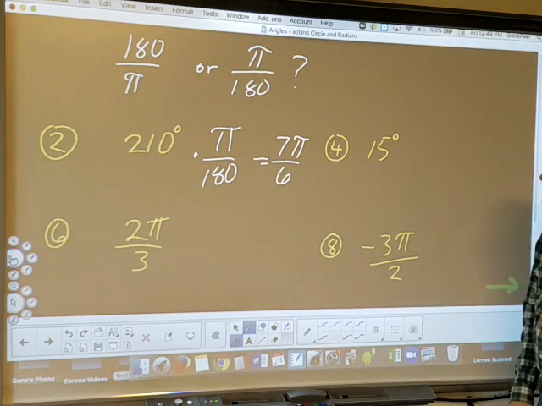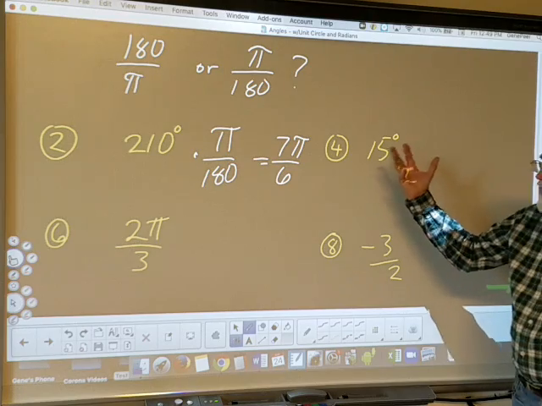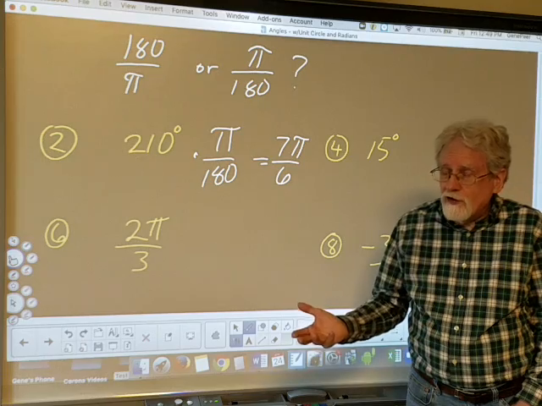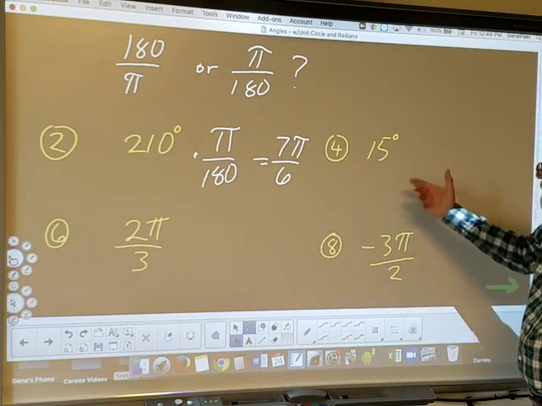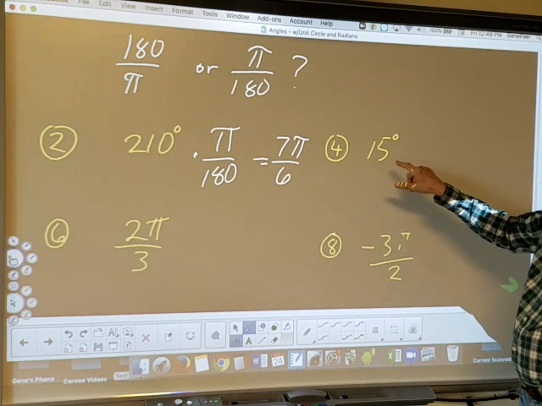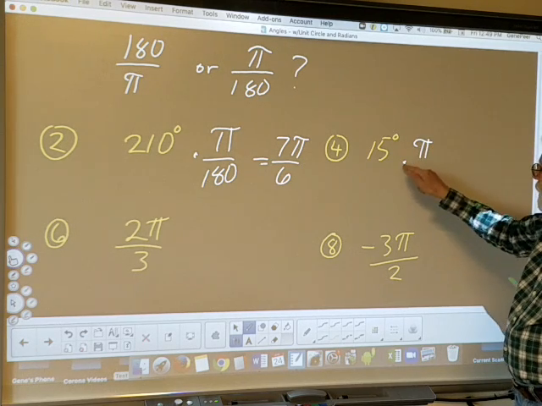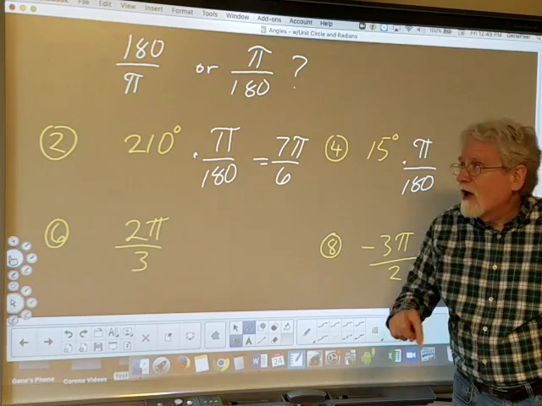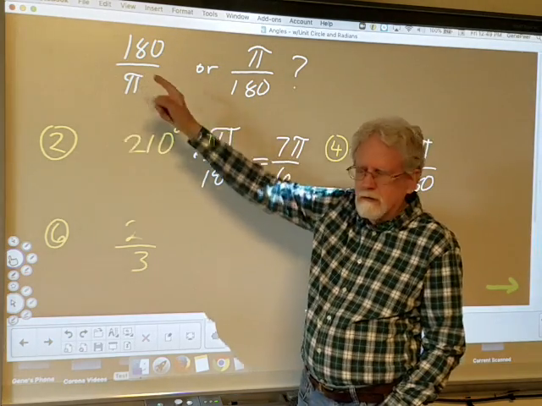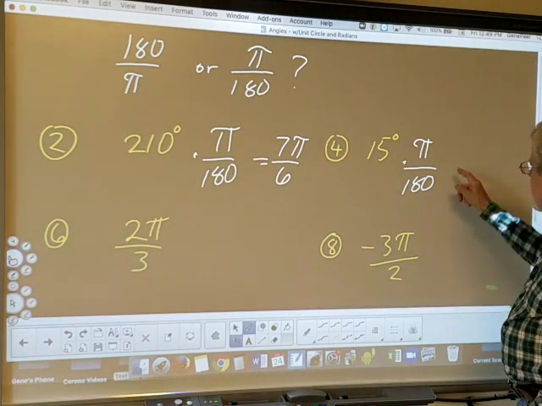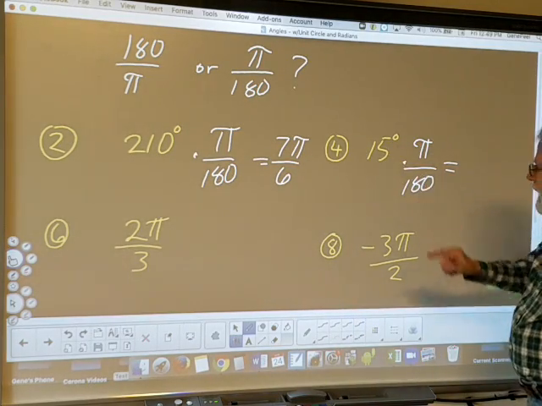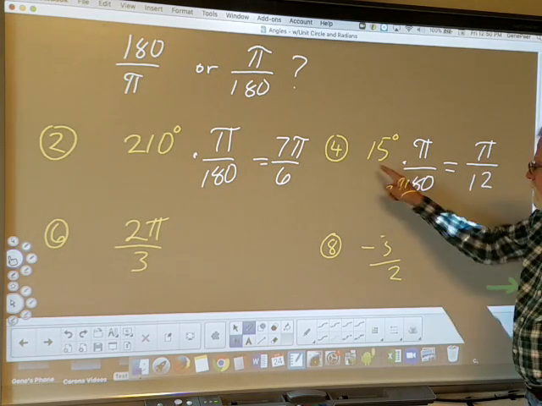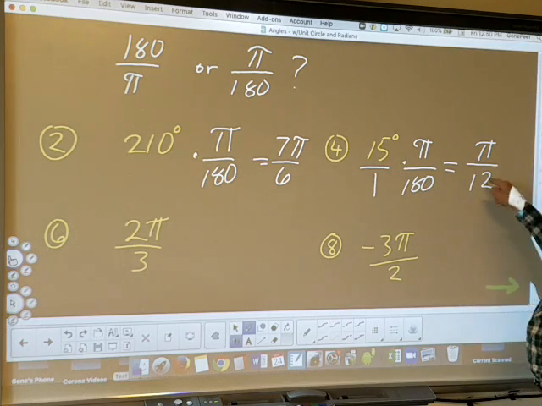Number 4. Again, we want to insert a pi into this to make it into radians. By the way, radians don't have to have a pi in them, but in the context of what we're doing, they always will. So to change this into radians, we want to multiply by pi over 180, so we end up with a pi in the numerator. We certainly don't want to have a pi in the denominator. That's what this would do to us. We want to end up with pi in the numerator, of course. So we just reduce our fraction, and 15 over 180 happens to be exactly 1 over 12, so our result is pi over 12. Done.